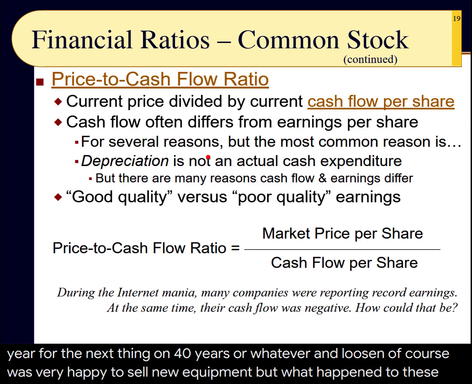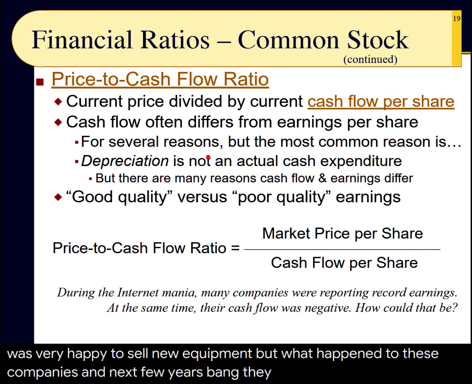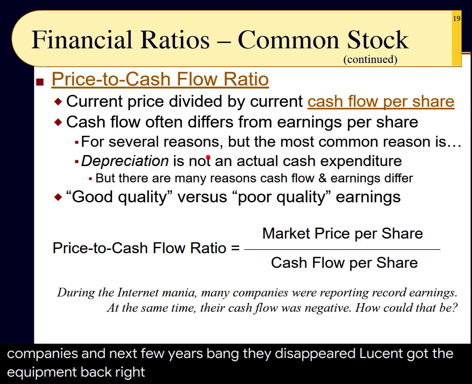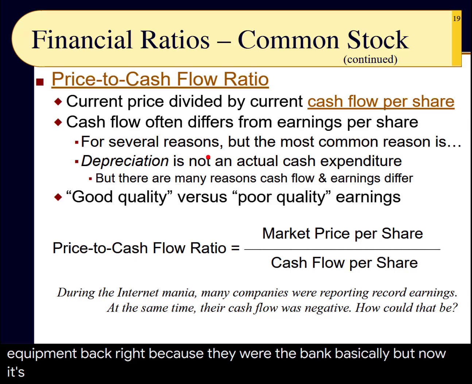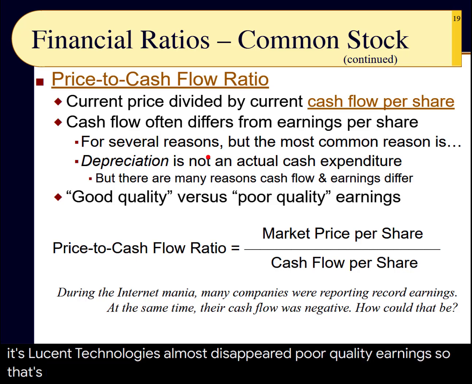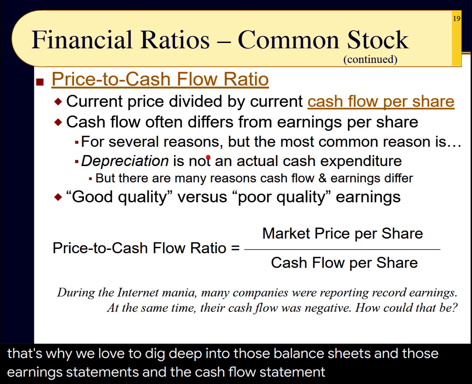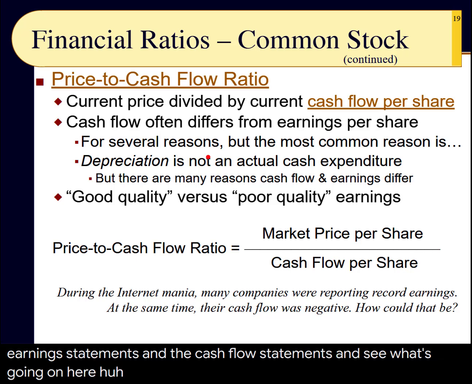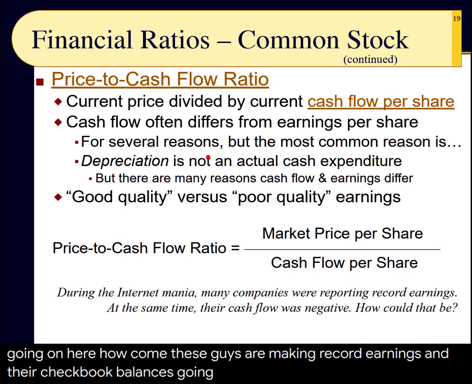But what happened to these companies in the next few years? Bang, they disappeared. Lucent got the equipment back, right? Because they were the bank, basically. But now it's obsolete and nobody wants to buy it. Lucent Technologies almost disappeared. Poor quality earnings. So that's why we love to dig deep into those balance sheets and earnings statements and the cash flow statements and see what's going on here. How come these guys are making record earnings and their checkbook balance is going down?